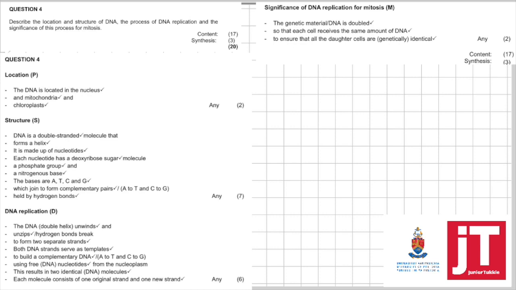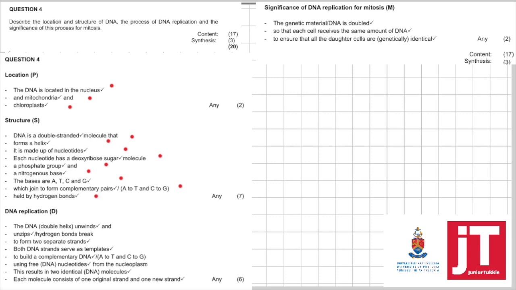The location of the DNA is in the nucleus, mitochondria, and chloroplast. The structure of the DNA is double-stranded. It forms a helix. It's made up of nucleotides. Each nucleotide has a deoxyribose sugar, a phosphate group, and a nitrogenous base. The bases are adenine, thymine, cytosine, and guanine, which join to form complementary bases, or you could have said adenine pairs to thymine and cytosine to guanine, held by hydrogen bonds.